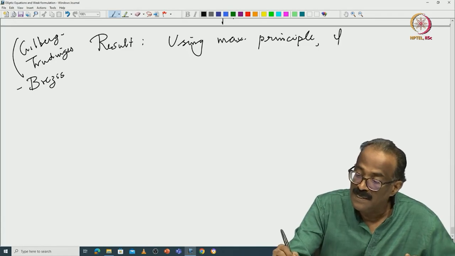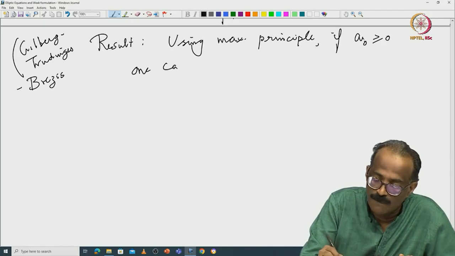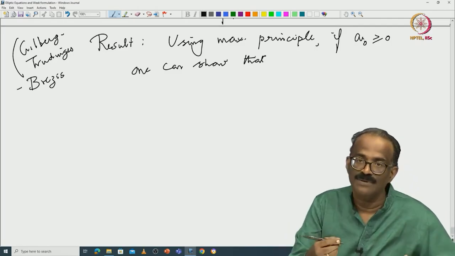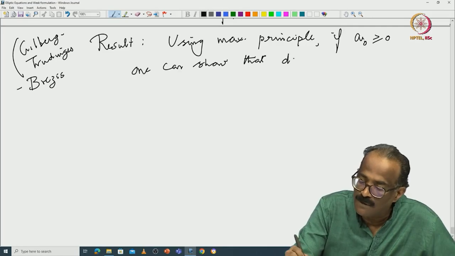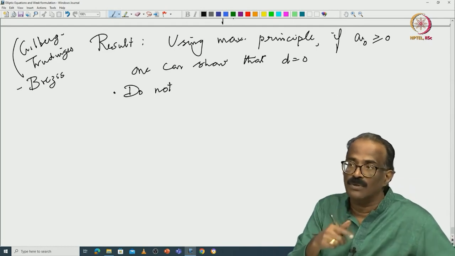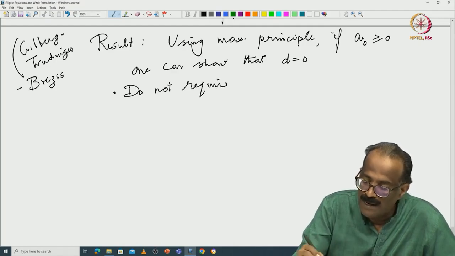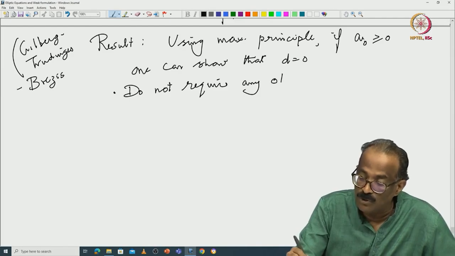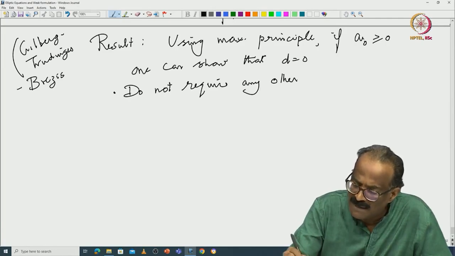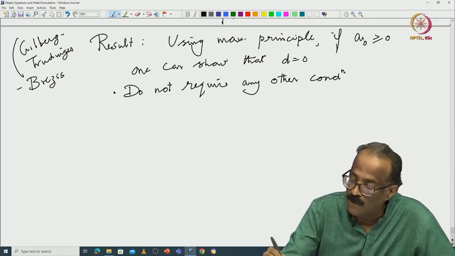even in this general case, if a naught is greater than or equal to 0, one can show that d equal to 0. That means you do not need conditions on a_i, you can show that d equal to 0. This is what I said, the zeroth order term is the one which creates trouble. You do not require any other condition, because of course you need a_i to be smooth and L infinity functions, but you do not need any sign condition on a_i.